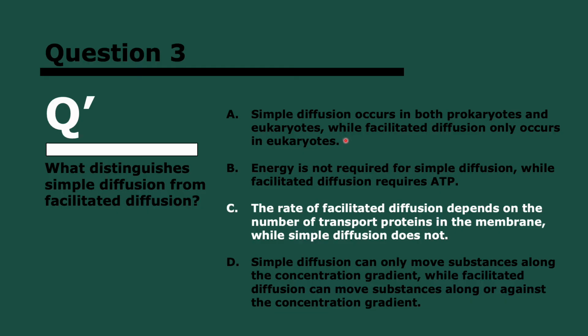Now, why are the rest incorrect? Well, A, facilitated diffusion can happen in prokaryotes, not necessarily only in eukaryotes. Second of all, energy is also not required by facilitated diffusion. Both are passive processes. And then it says that simple diffusion can only move substances along the concentration gradient, while facilitated diffusion can move along or against. That's not true. They both move along the concentration gradient. So that's why it's C.